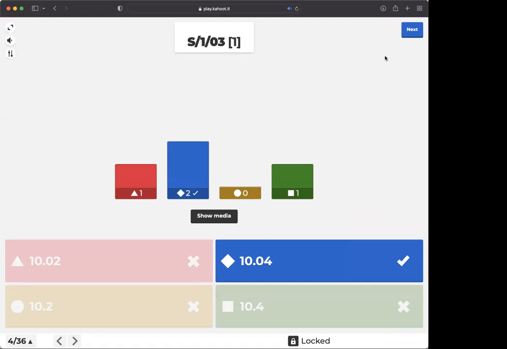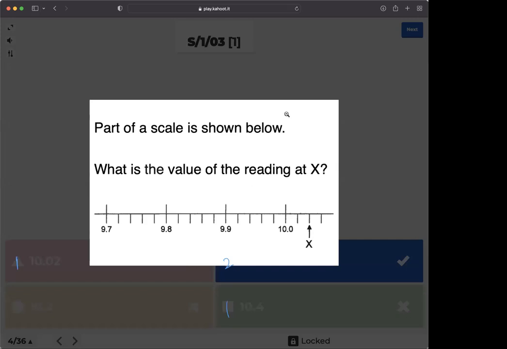One of you chose red, two chose this, one chose green. Let me explain this answer to you all. First of all, you will need to know the major scale. The major scale is 0.1. So how about the minor scale? I cannot see properly. Basically, the minor scale is from here to here, right?